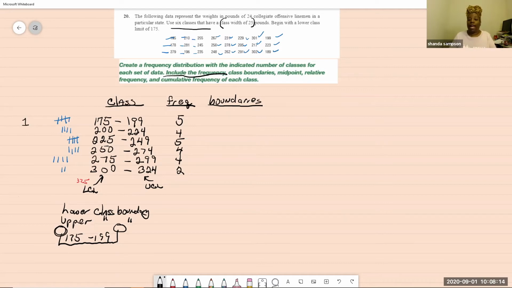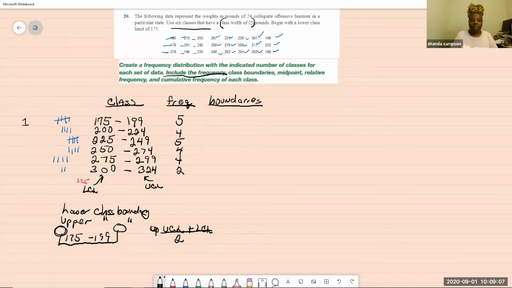All right, so to find the class boundary, we're going to take the upper class limit of the one class, and then the consecutive lower class limit from the next one, and we're going to divide it by 2. What's consecutive? Consecutive means the one right below it or right above it. So we take the upper class limit of the prior class with the lower class limit of the current class, and then divide it by 2.